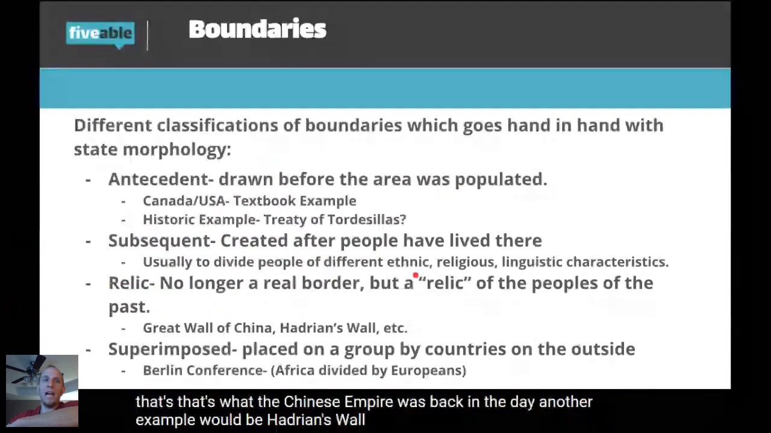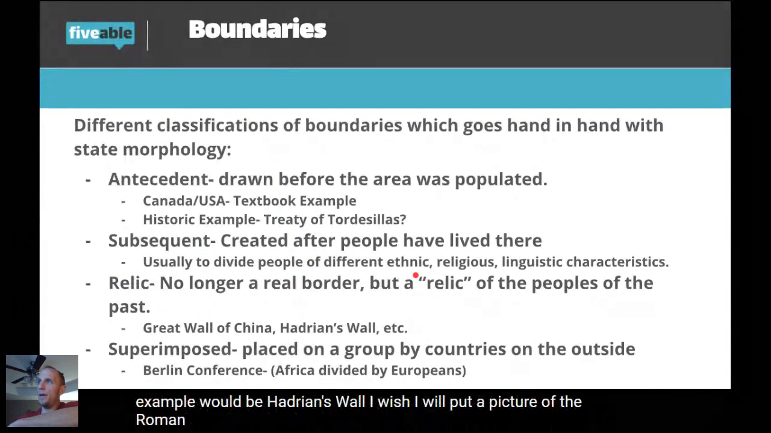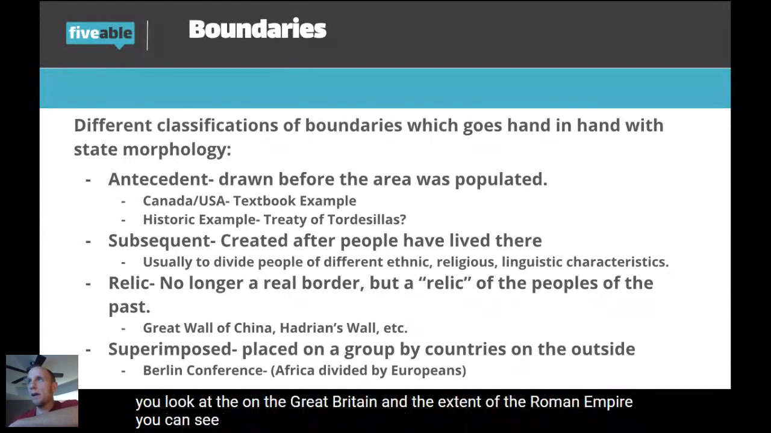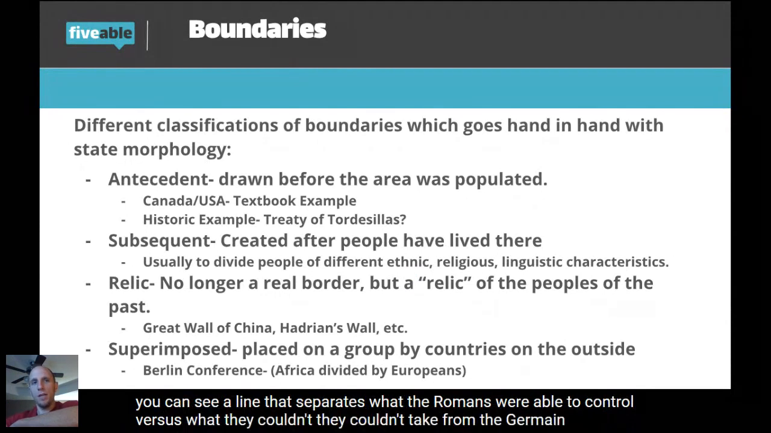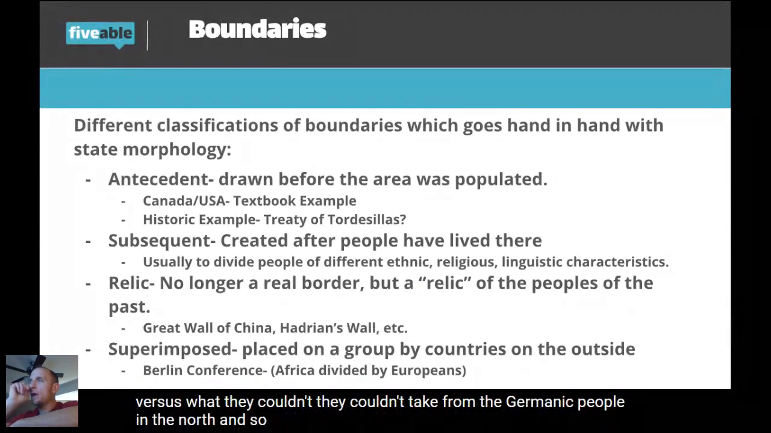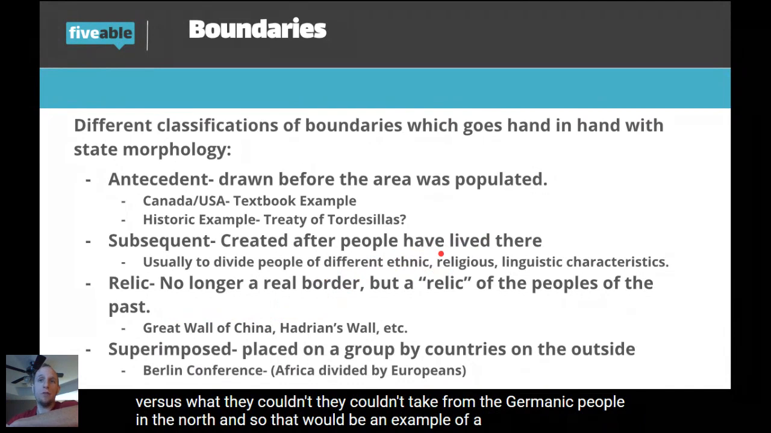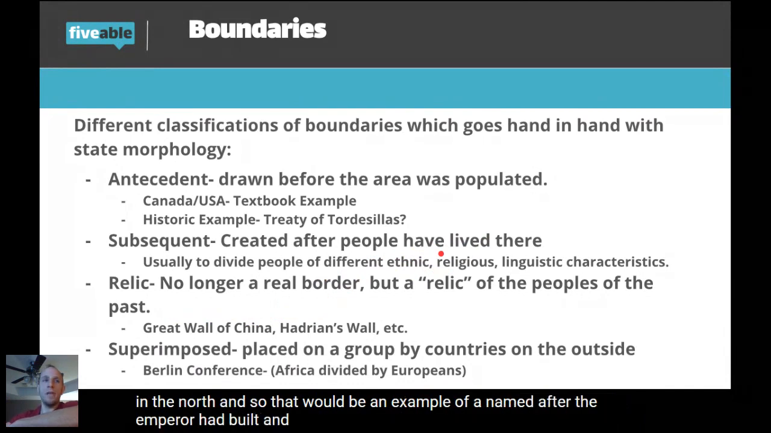Another example would be Hadrian's Wall. I wish I would have put a picture of the Roman Empire on here. I meant to do that. I did a few weeks ago. But if you look at the island of Great Britain and the extent of the Roman Empire, you can see a line that separates what the Romans were able to control versus what they couldn't. They couldn't take it from the Germanic people in the north. And so that would be an example of a relic boundary. That's Hadrian's Wall, named after the emperor that had it built.